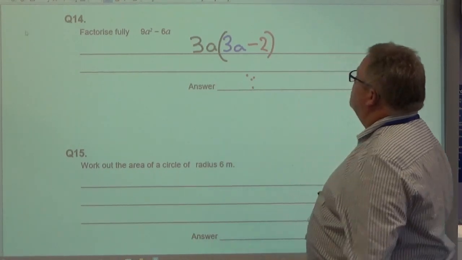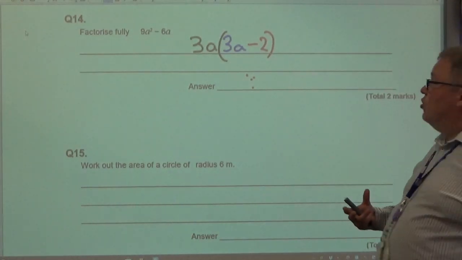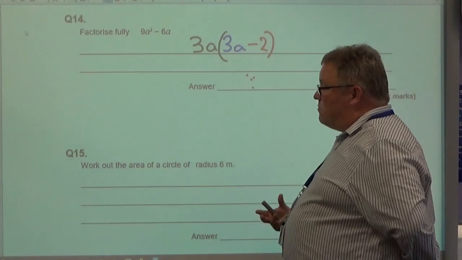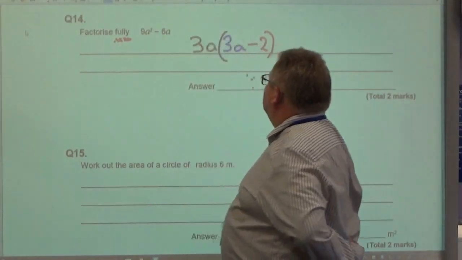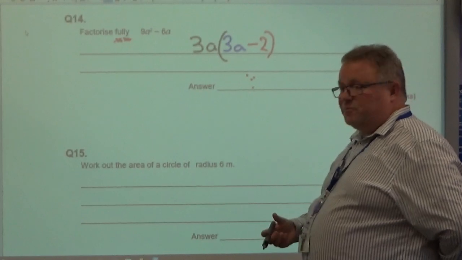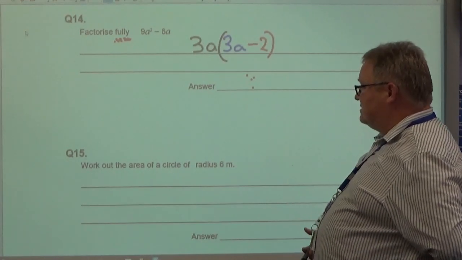So sometimes people might only take the 3 out or the a out, and you probably get 1 mark for that. But if you see that word fully in a factorisation, think to yourself, oh, there's probably going to be a little bit more to it than that.